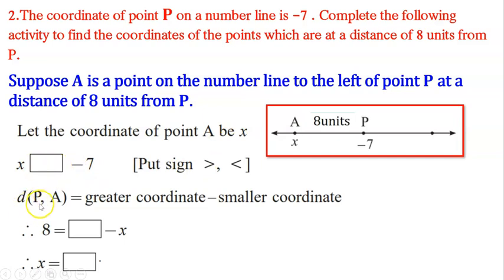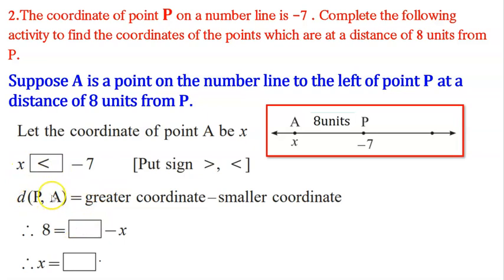Next, distance PA is equal to greater coordinate minus smaller coordinate, and hence that is 8 here, again greater coordinate minus smaller one. Then we will find out the value of x. Now see this one by one. The first is, as -7 is to the right of A, therefore -7 is greater than x, therefore we will write here x is less than -7.